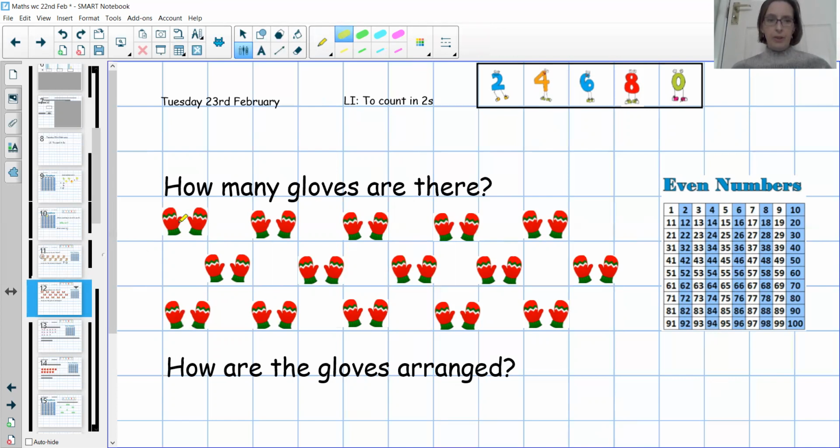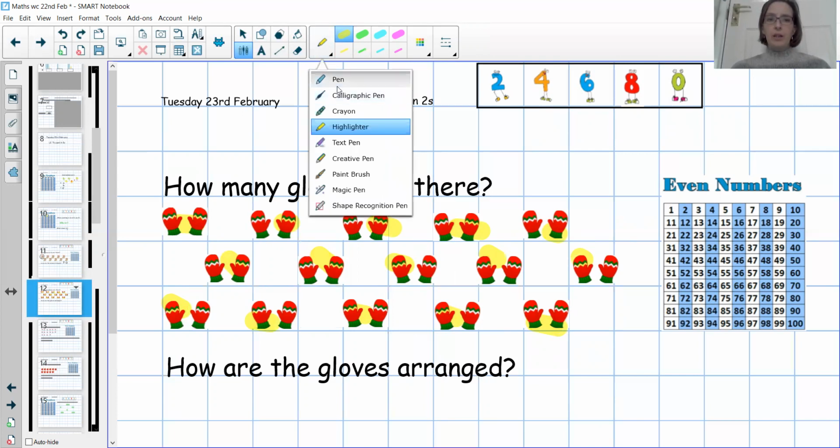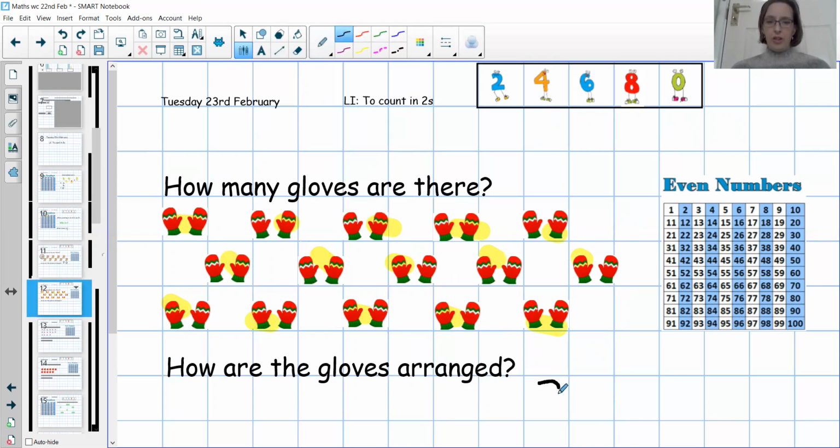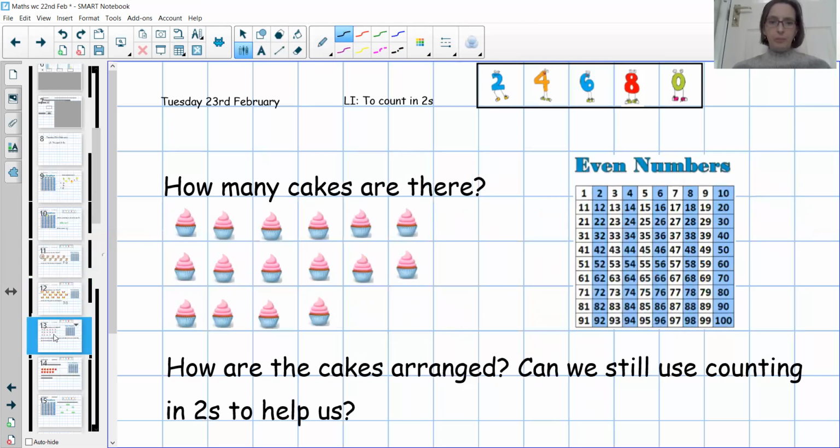Okay, so hopefully you've counted in twos and you've gone 2, 4, 6, 8, 10, 12, 14, 16, 18, 20, 22, 24, 26, 28, 30. Well done. Did you get to the end and work out there were 30 gloves there? Well done if you did. Big pat on the back. If you got that answer correct, well done. Let's have a go at the next one.